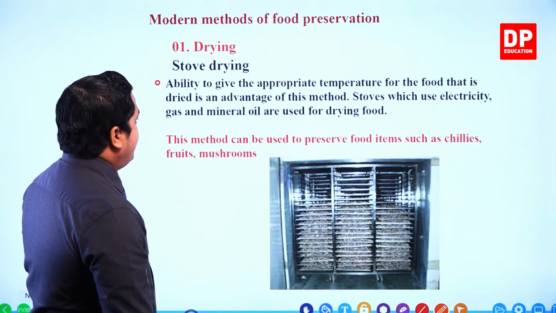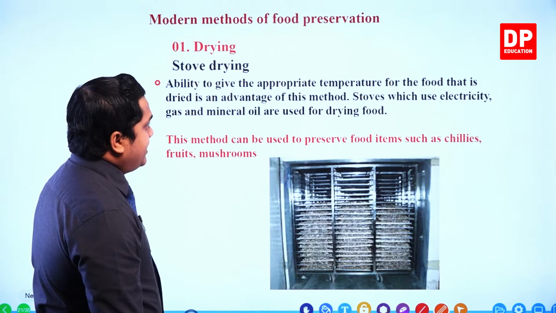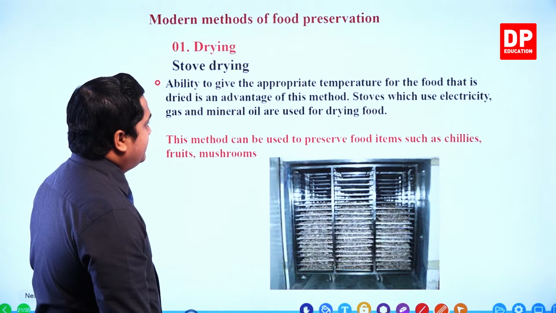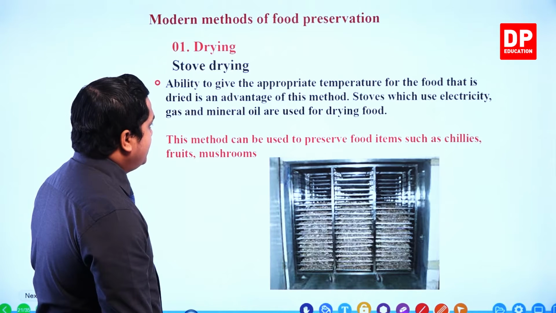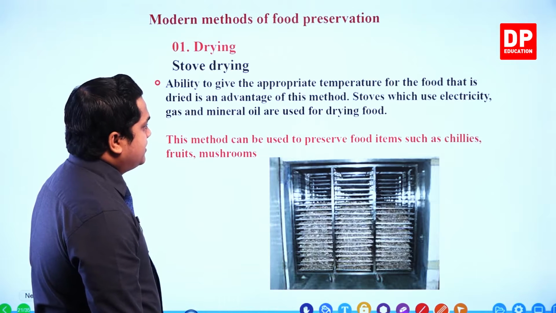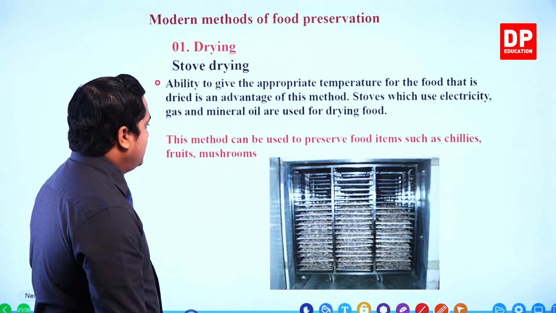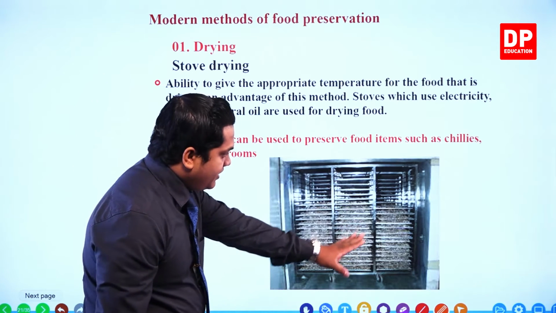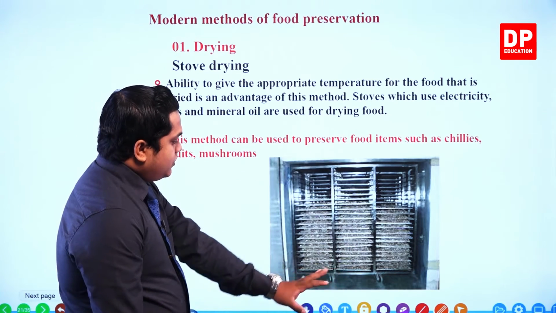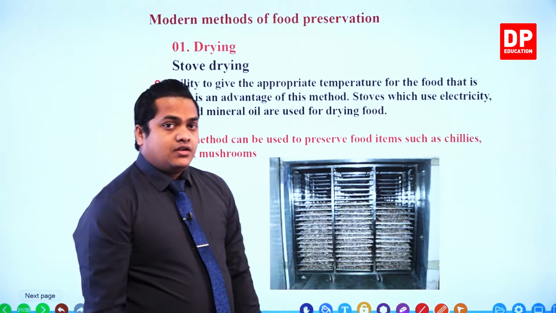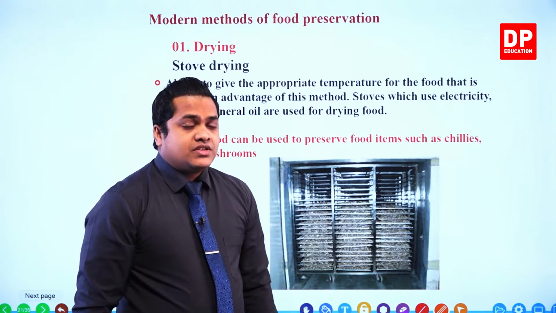Here, the ability to give the appropriate temperature to the food being dried is an advantage of this method. Stoves which use electricity, gas and mineral oil are used for drying food. This method can be used to preserve food items such as chilies, fruits and mushrooms. As you can see in the figure, this is a stove. You apply fire to this stove from a different location.